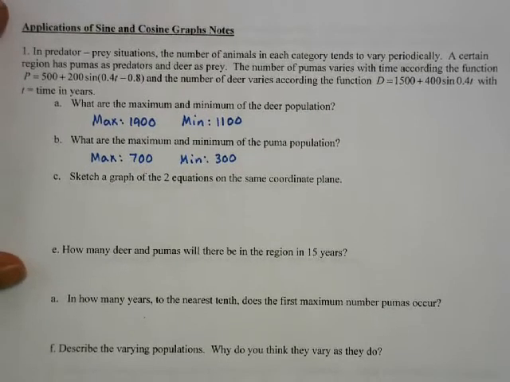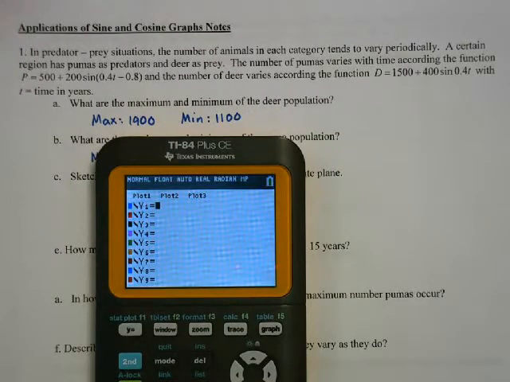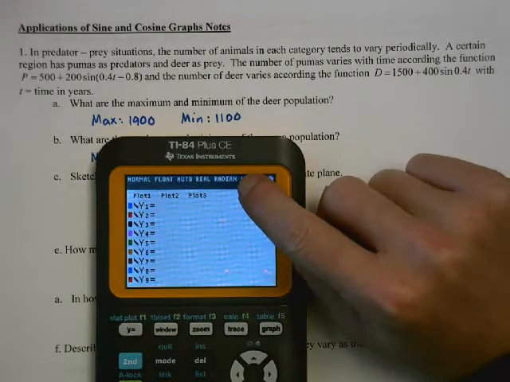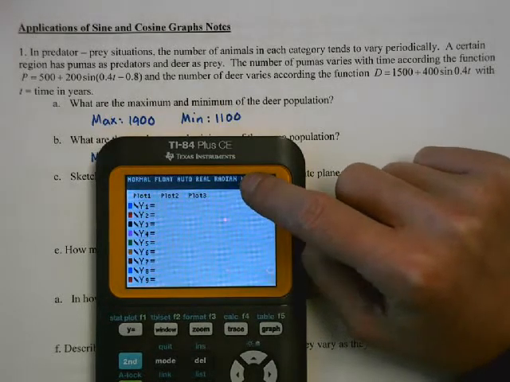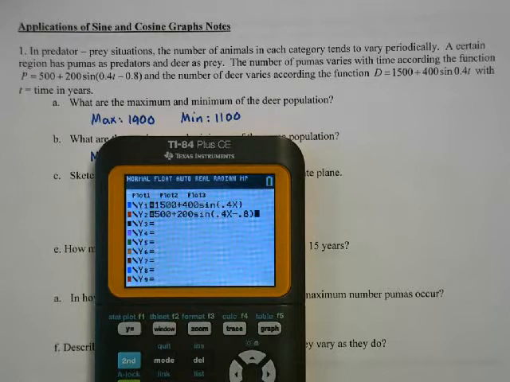I'm going to go ahead and graph this on the calculator. To graph this, we need to be in radian mode, so make sure that your calculator is in radians. Then we're going to type the two equations just as you see them on your paper. So we have the two equations typed into the calculator.